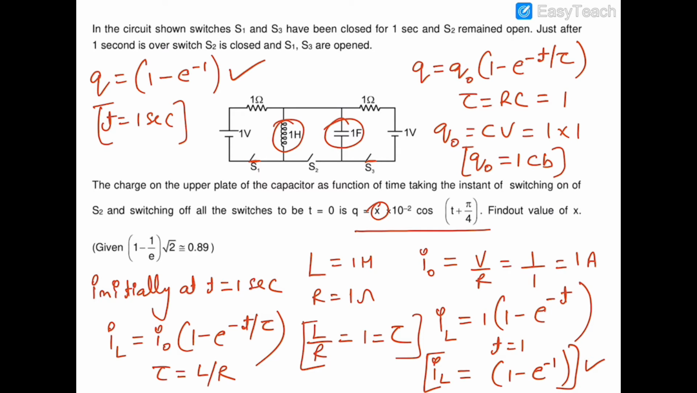Now after this 1 second, we have separated this resistance and battery, and this resistance and battery, from the circuit, and in the circuit there is a parallel combination of inductor and capacitor together, and they are both being charged by some energy. Now the diagram says that this is the inductor and this is the capacitor.